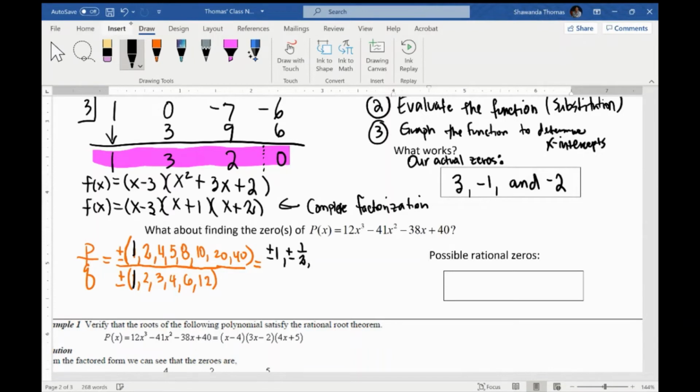1 half, or 1/2. Y'all see where this is going. 1 divided by 3 is 1/3. 1 divided by 4 is 1/4. 1 divided by 6 is 1/6. 1 divided by 12 is 1/12. We're finished with the ones. Does everybody see that? Any questions so far?